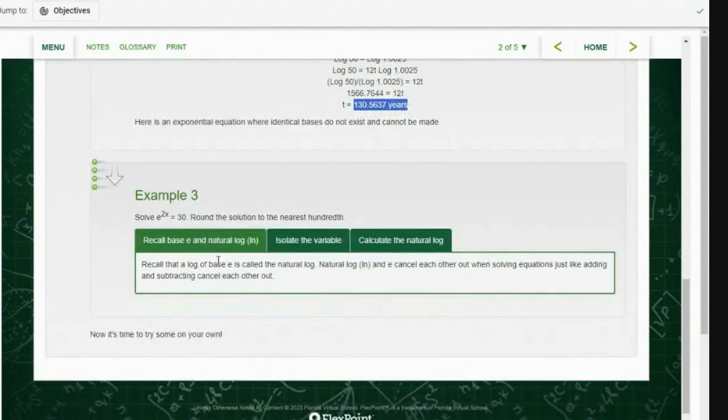All right. If you have base e in natural log, that's a good thing to look at real quick.